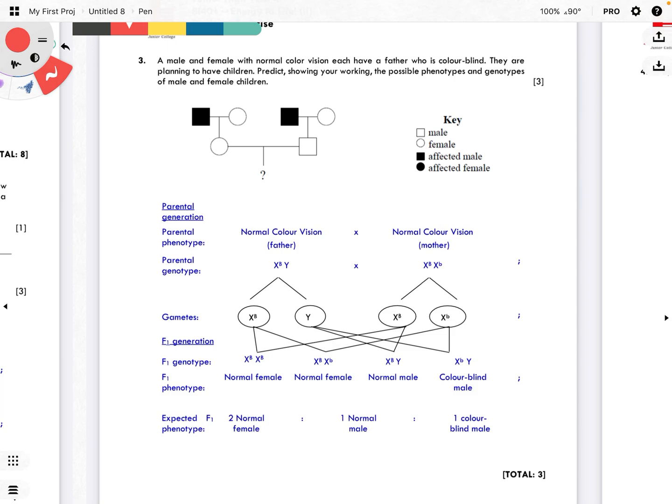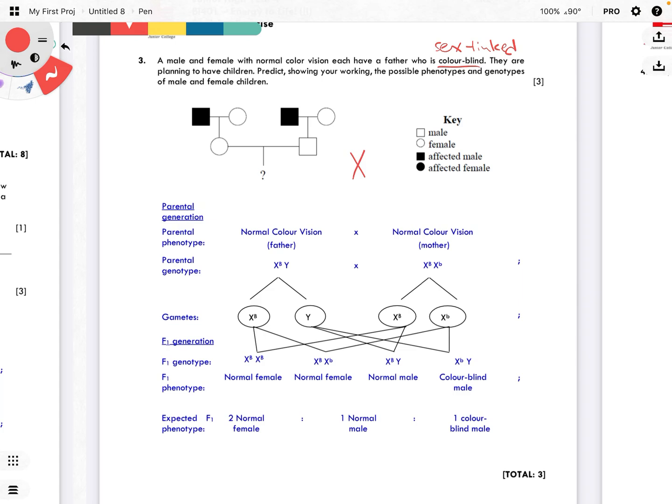Next question also requires you to draw a genetic diagram. A male and a female with normal color vision each have a father who is colorblind. So this is a colorblind example. Remember here, when we say colorblind, the example we taught you, this is sex-linked. More specifically, it is linked to the X chromosome.